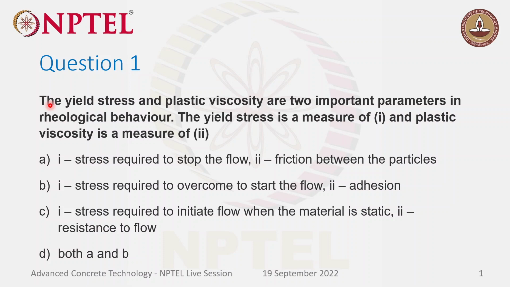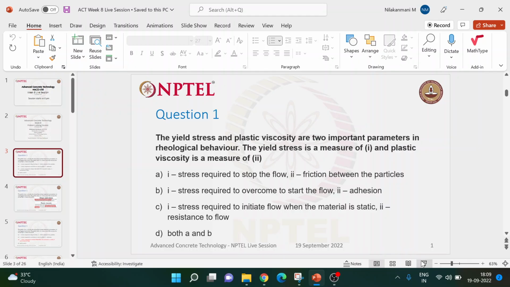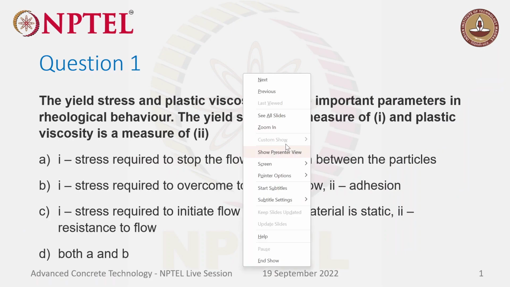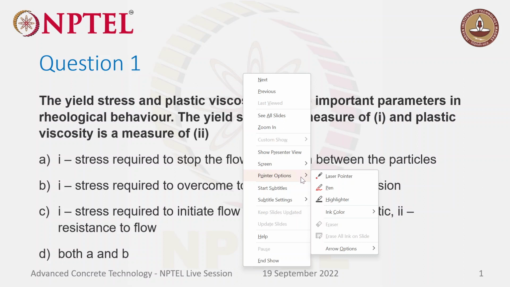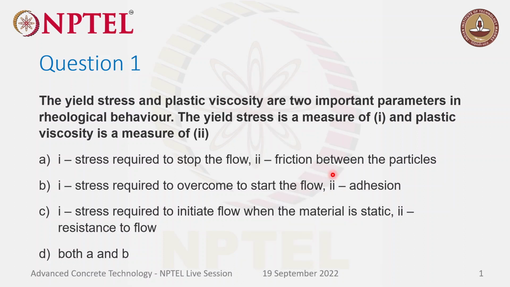First let me read out the question. Question 1 is... am I audible to all? Can someone unmute and say, am I audible? Yes, ma'am. Okay, thank you. At times if I ask some question, please answer, or else I have to close this page and come back again to the meeting, so that will disturb the class. Please respond. Then only I'll get to know whether you are available or not.